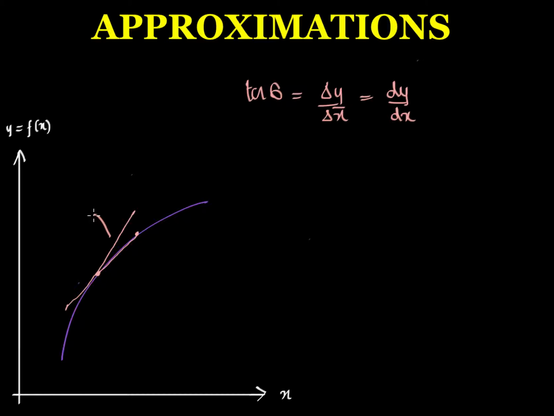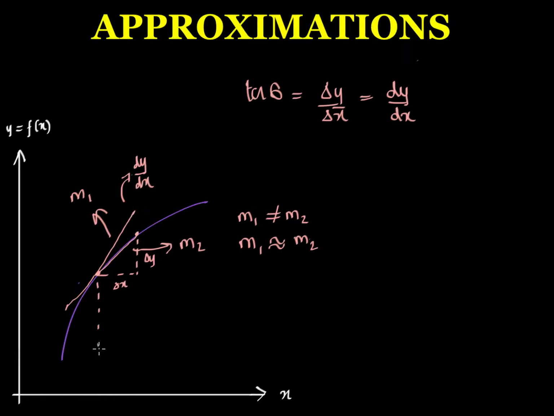So basically, the slope m1 at this point is not equal to m2, but we can say that m1 is approximately equal to m2, so that's where the approximations come in, right? So what we actually do is we are making this approximation by saying that when we use this delta y by delta x and when we use this dy by dx at this point in x, let's say this x1, we can equate delta y by delta x to dy by dx.